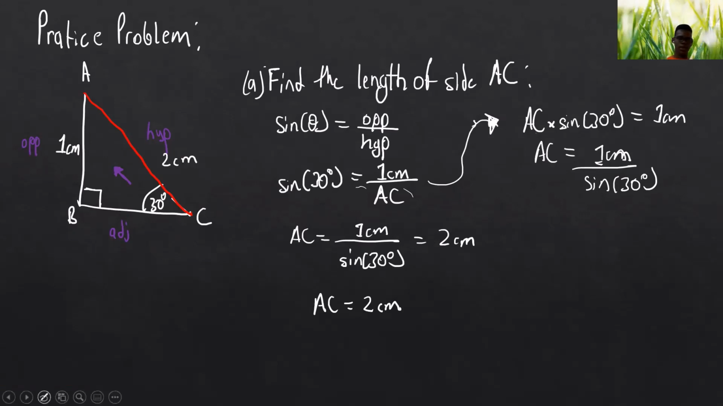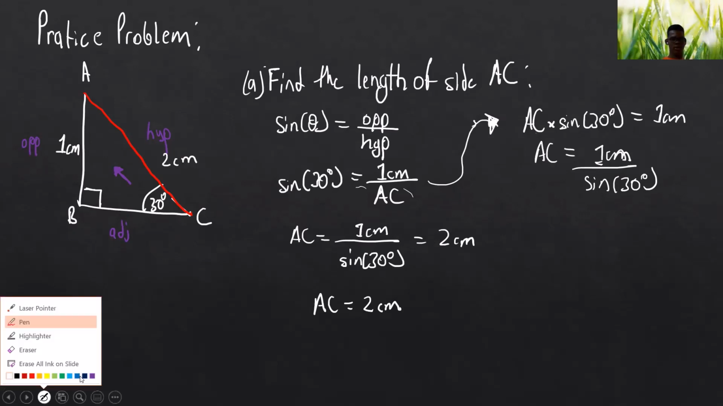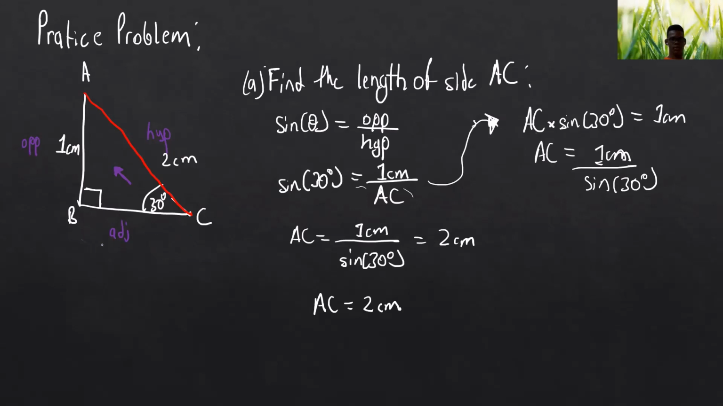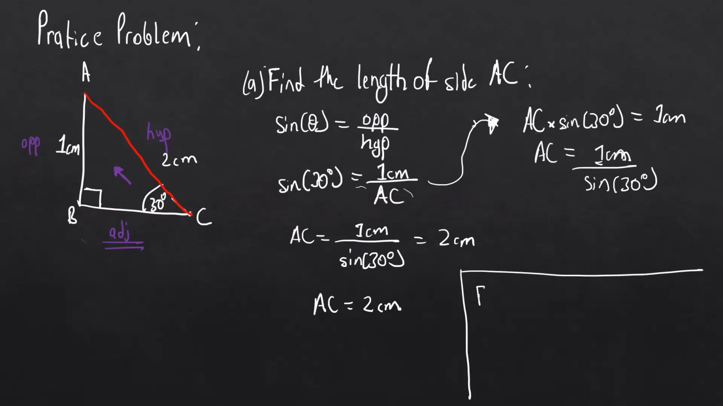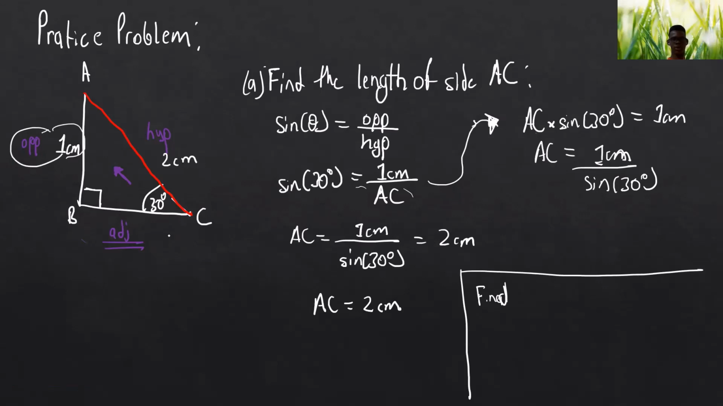We want to find the last side remaining, and that is BC, right? That's the adjacent. So a lot of quiet persons, like they're not sure. The opposite and the adjacent? The opposite and the adjacent. So we're finding BC, right? This is the length. So the opposite and the adjacent.